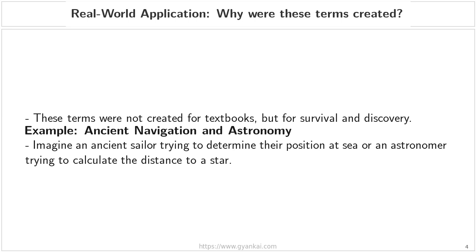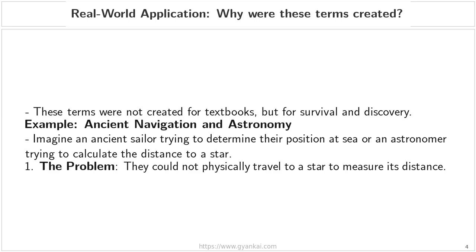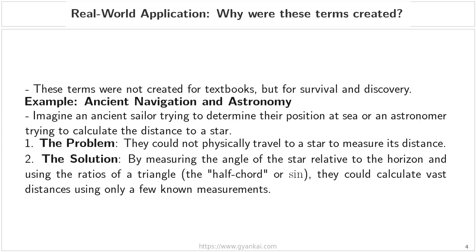Let's look at a real-world example involving ancient navigation and astronomy. Imagine you are an ancient sailor trying to determine your exact position in the middle of the ocean, or an ancient astronomer attempting to calculate the immense distance to a star. The first hurdle, or the problem, was a physical one. You simply could not travel to a star to measure its distance with a ruler. However, they found a solution through the power of trigonometry.